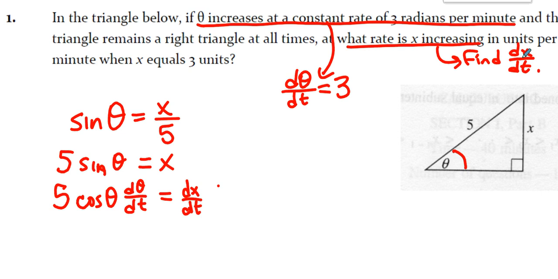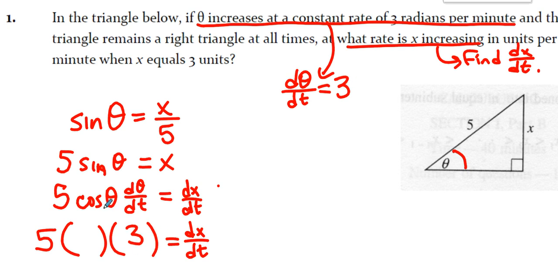So we are interested in dx dt. There is dx dt, which must mean that we must know all of these. Well, 5 is 5. D theta dt we know. So what's cosine theta? Well, that depends.